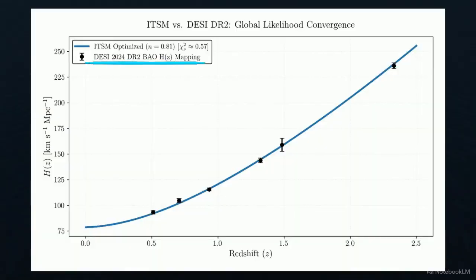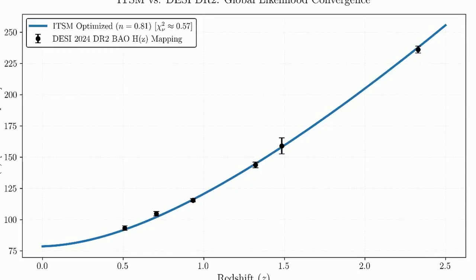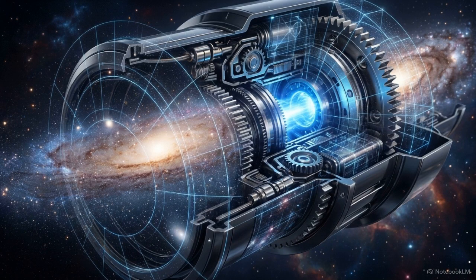This chart shows recent DESI survey measurements of cosmic expansion. The black data points track perfectly with the solid blue ITSM curve, because this toroidal geometry naturally drives expansion without needing dark energy. This open circuit allows the universe to function as a continuous, self-sustaining thermodynamic engine.